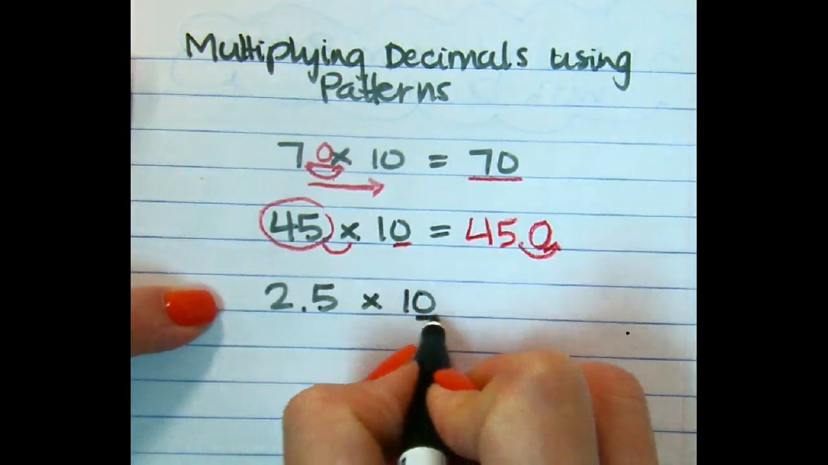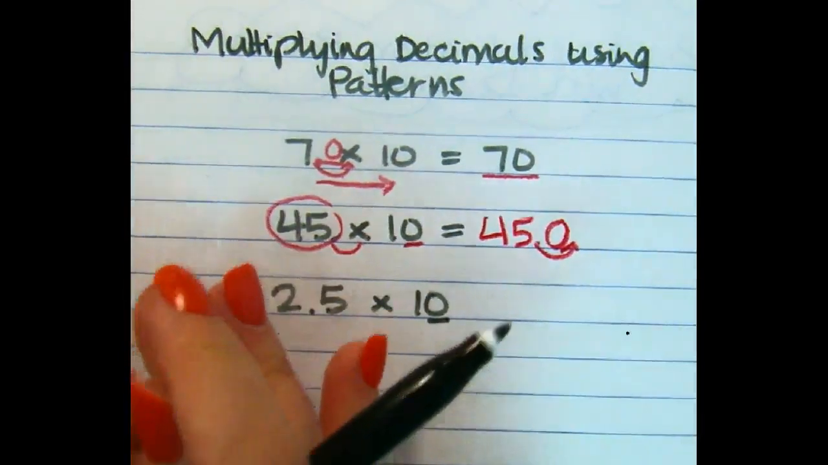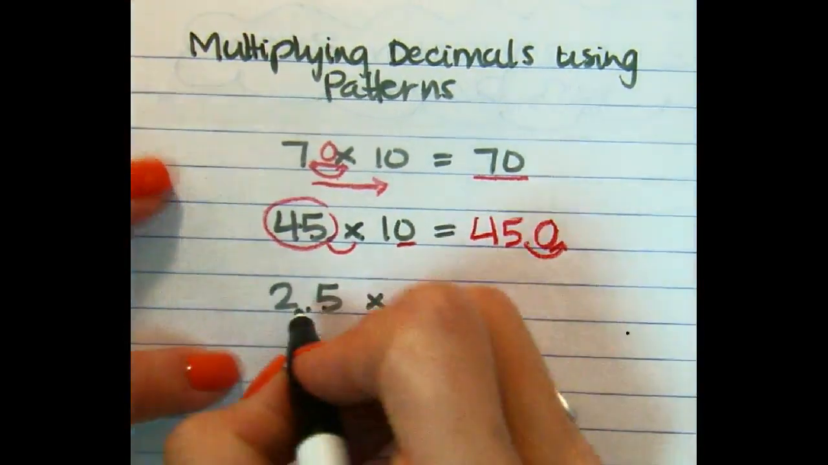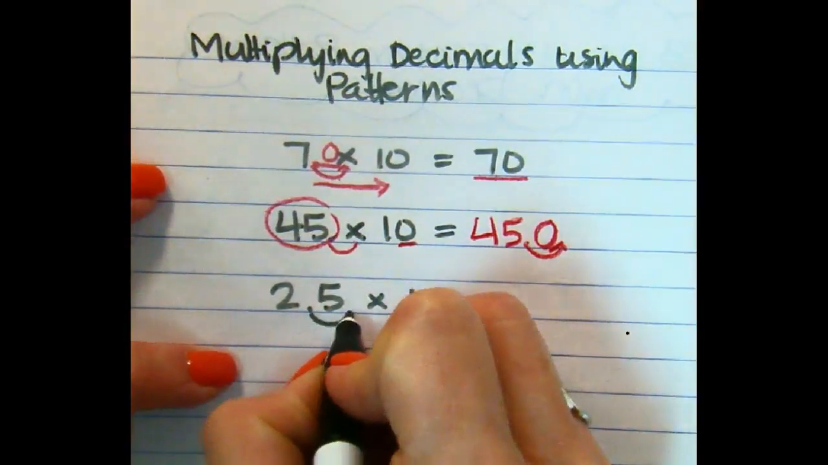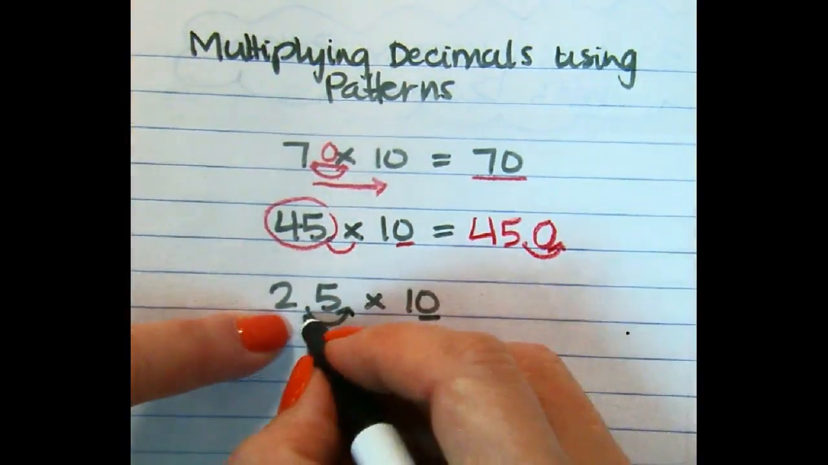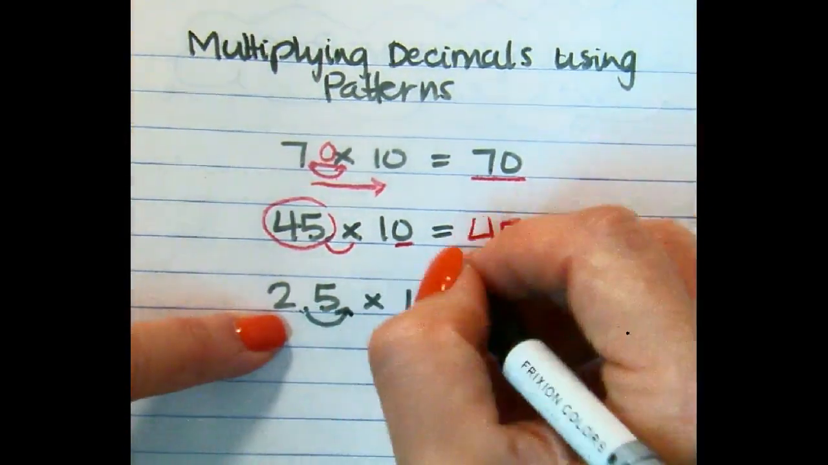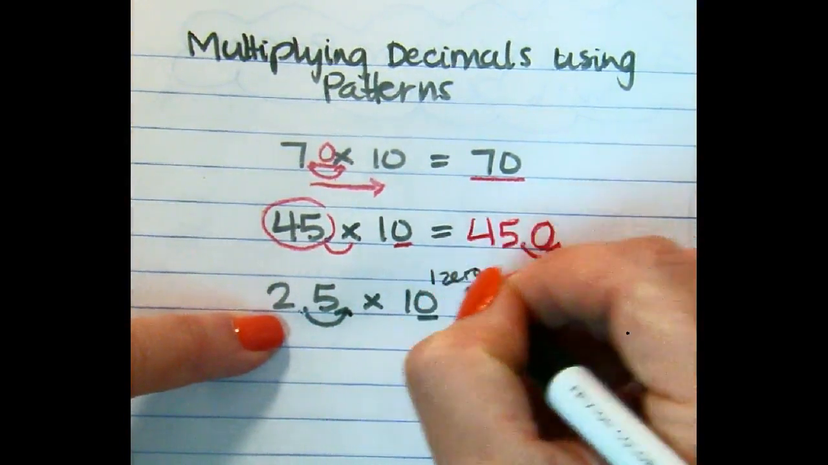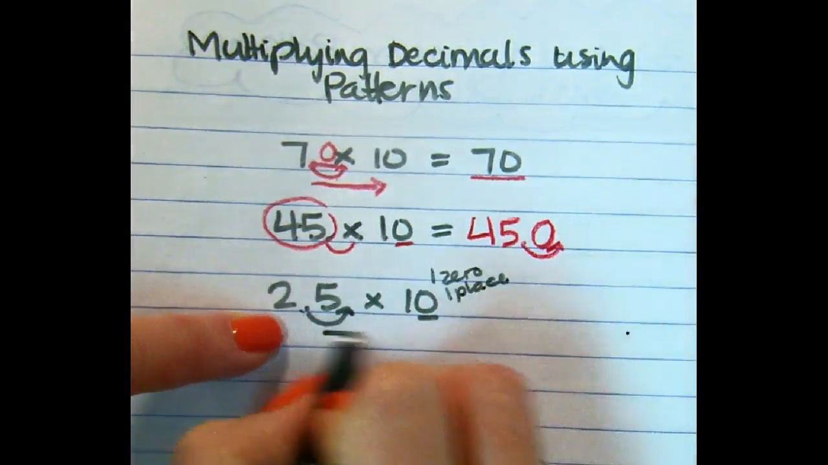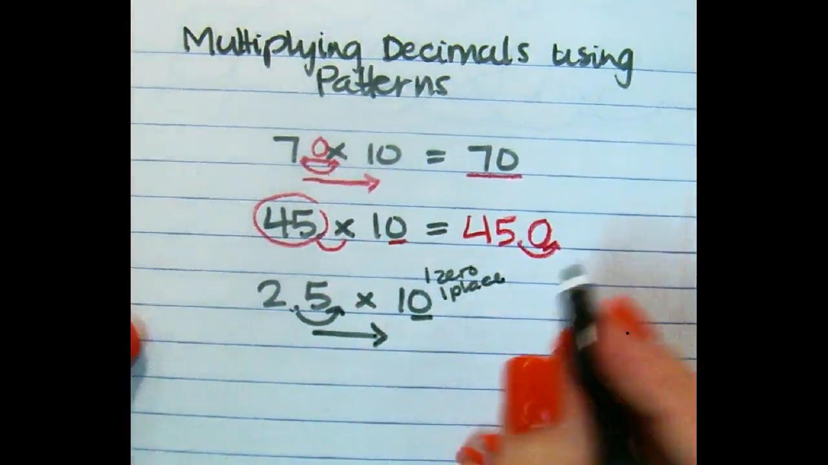There's 1 zero. We're multiplying. We're making an increase in place value. So we need to make that decimal move over to the right one place. Okay, it's just a pattern. Times 10, move it to the right one time. 1 zero, we move it one place to the right. We are increasing in place value.